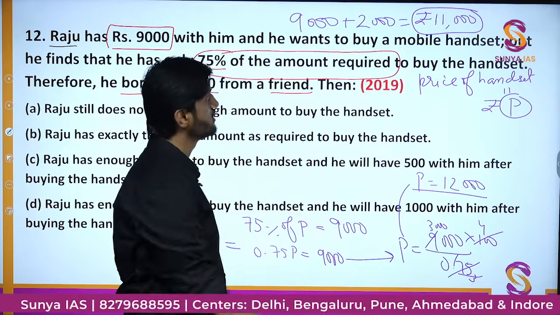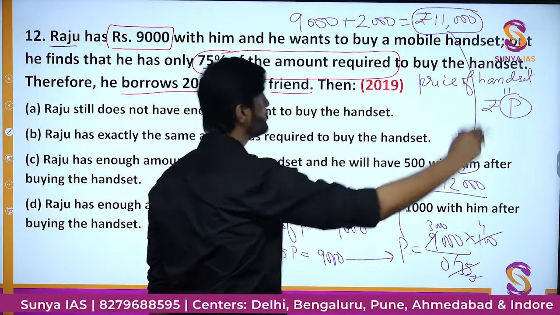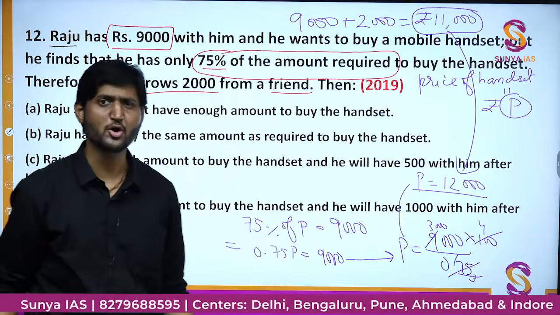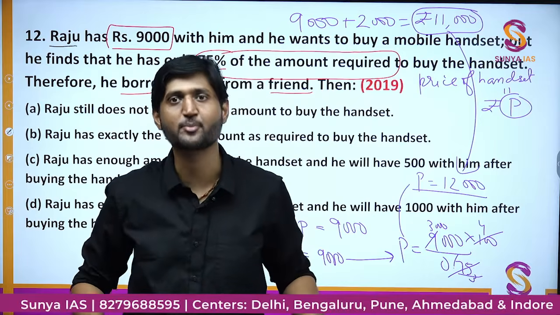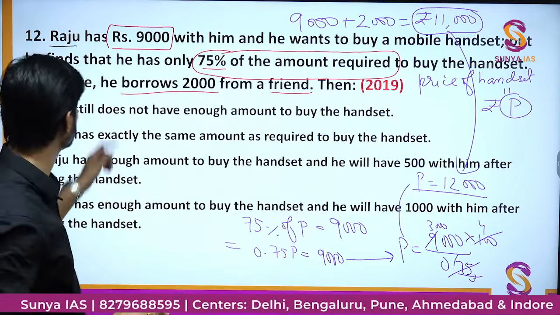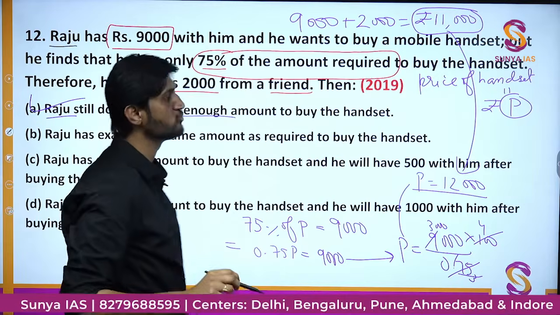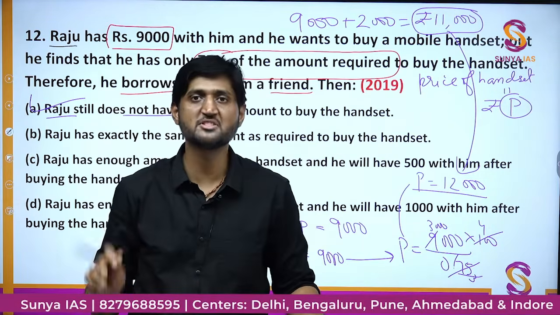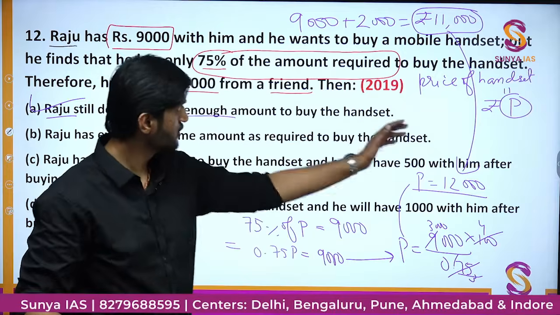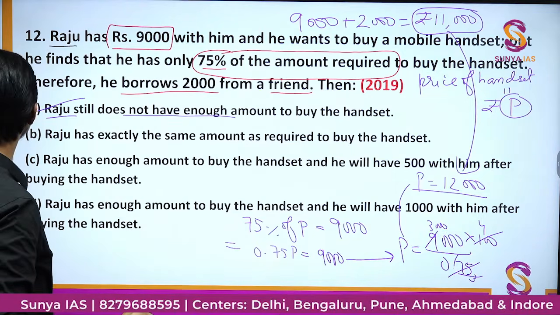So is this amount sufficient to purchase this? It is your call. Can you tell me which is going to be the correct option? Yes, definitely it is going to be option A, that is, Raju still does not have enough money to buy the handset and he is rupees 1,000 short actually. Okay, so this was question number 12.